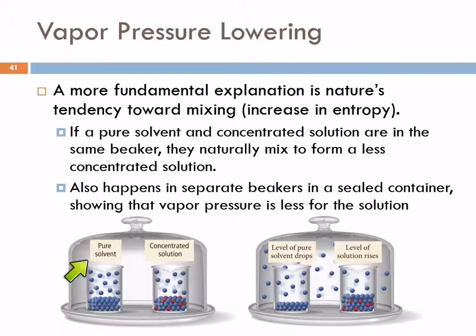Solvent evaporates from this beaker, solvent evaporates from that beaker. This is a closed system, and so solvent will condense into this beaker and condense into that beaker. And we'll see a rise in the level of liquid in the beaker that has the solute in it. Any questions?